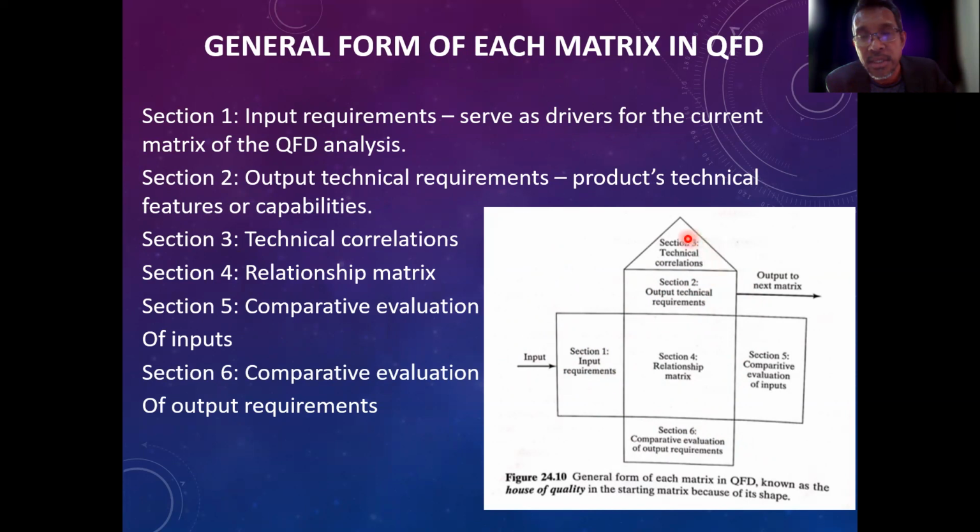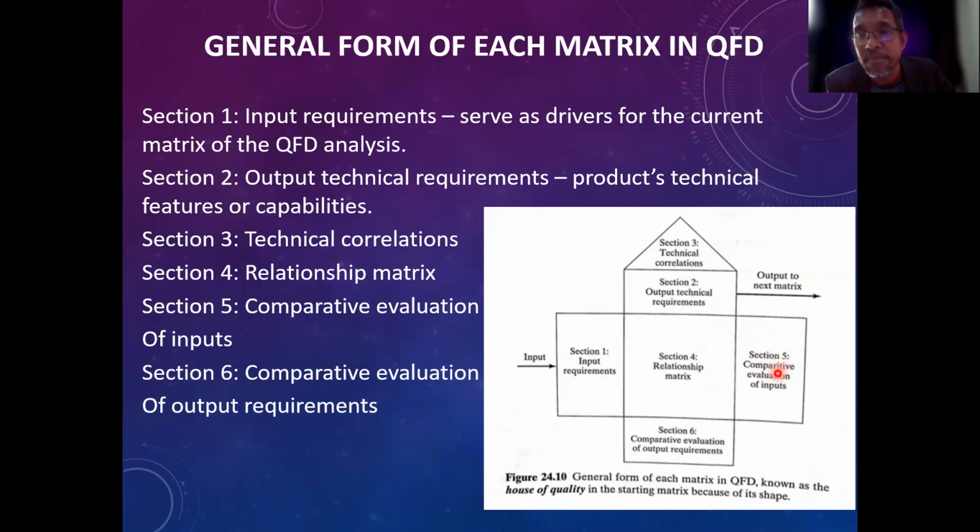In section 3, we do technical correlation between each input here. So we do a mapping of the intercorrelation for the technical requirements in section 2. Based on that, we can have a relationship matrix in section 4. So section 4 is the relationship matrix. And then in section 5, we do a comparative evaluation of our input. We need to compare our input requirement with our products, with the outside benchmarking of the customer.